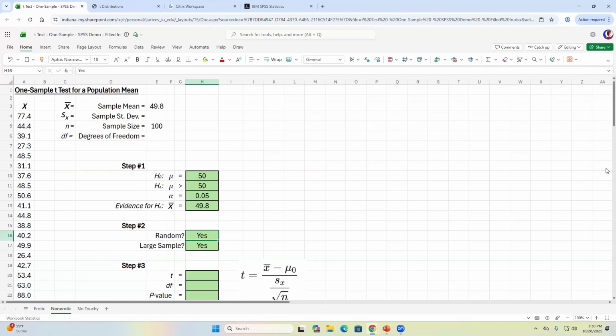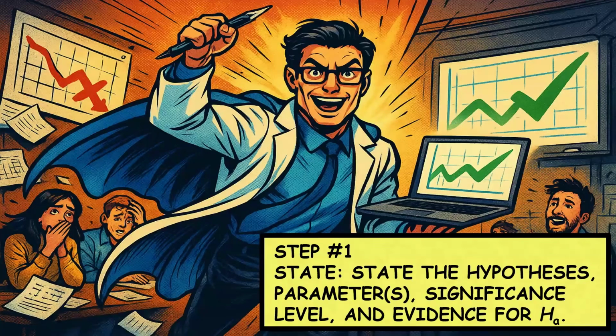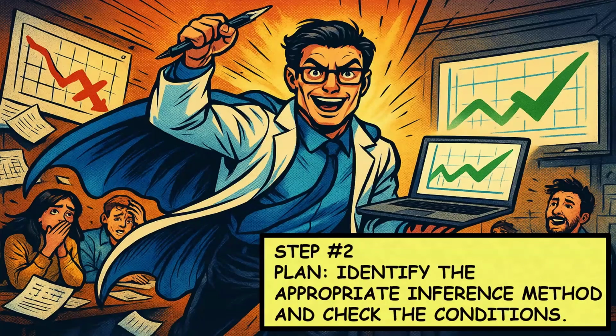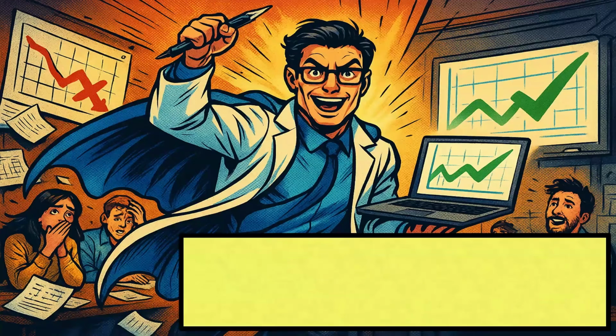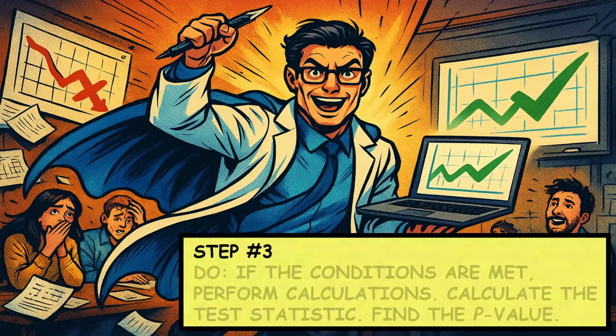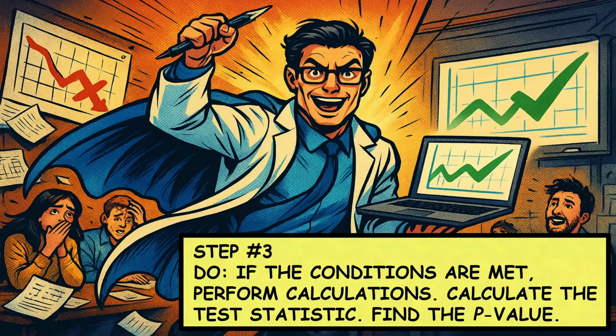So we go through step 2, just make it official. Step 2, you want to identify the appropriate inference method. We know we're doing a one sample t-test. You want to check the conditions. So we know that it's random. We know that it's a large sample. It's over 30, so that is all good. So then finally, step 3 here, we're going to do the calculations, calculate the test statistic, and find the p-value.